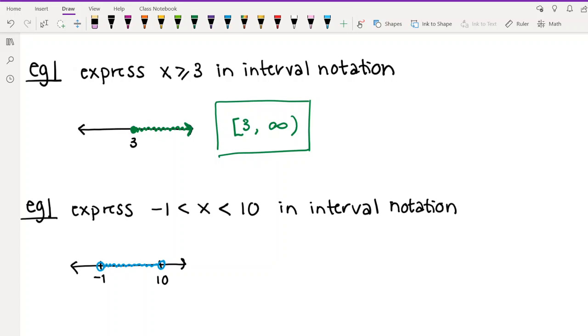And so how would we write this as an interval? Well, we would say our left endpoint is -1, and we put a parenthesis because it's not included. And our right endpoint is 10. We put another parenthesis because, again, the 10 is not included.